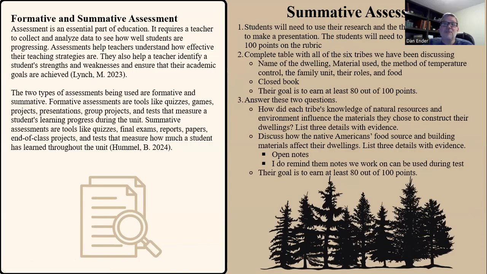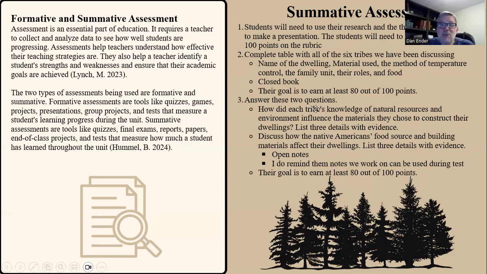The first summative is they had to complete a table with all 6 tribes we have been discussing. And I put the tribe, and then they have to name the dwelling, the materials used, the method of temperature control, the family unit, and their roles in the food that they ate, or the food they farmed. In this part, since it's a table and I want more facts, it is closed book, so they can't use their notes, and their goal is to earn 80 out of 100 points.